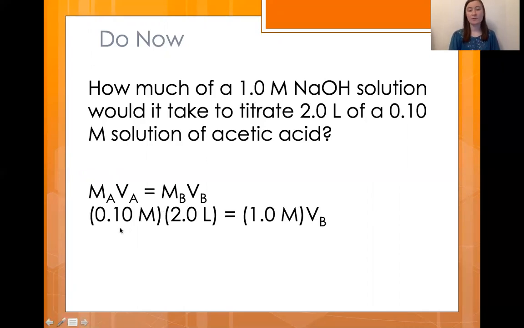So we can go ahead and plug the numbers that we do know into this equation, and then we still have a variable for the volume of the base because we don't know that. Then we can go ahead and solve this equation. So if you do that, you're going to have 0.1 times 2 divided by 1. That's going to give you a volume of 0.2 liters. So it's going to take 0.2 liters of this base to neutralize all of the acid that we have.